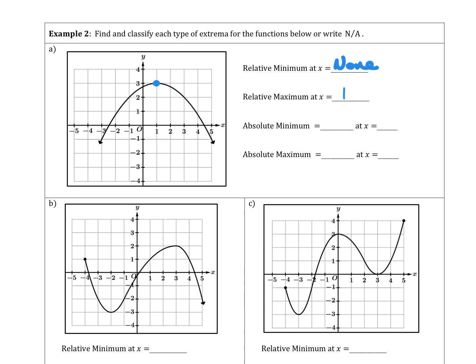Does it have an absolute minimum? No, it doesn't, because it keeps going down forever and ever. All right, does it have an absolute maximum? Yes. What absolute maximum, where is it at? It's 3 at x equals 1. Beautiful. All right, I'd like you to try B and C on your own.